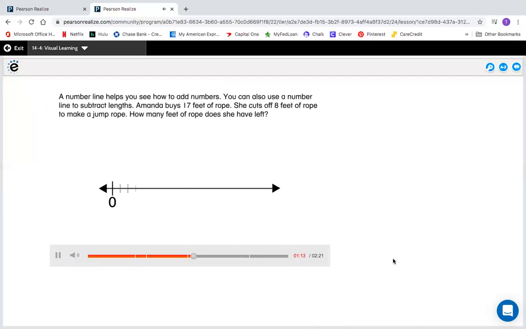A number line helps you see how to add numbers. You can also use a number line to subtract lengths. Amanda buys 17 feet of rope. She cuts off 8 feet of rope to make a jump rope. How many feet of rope does she have left?